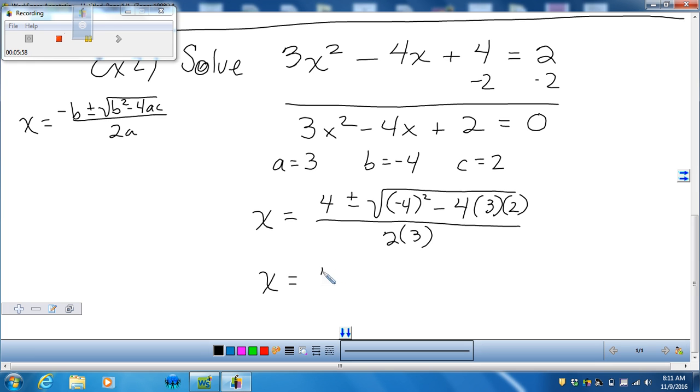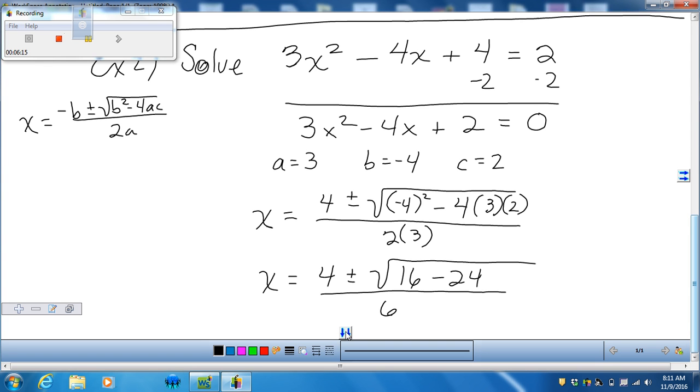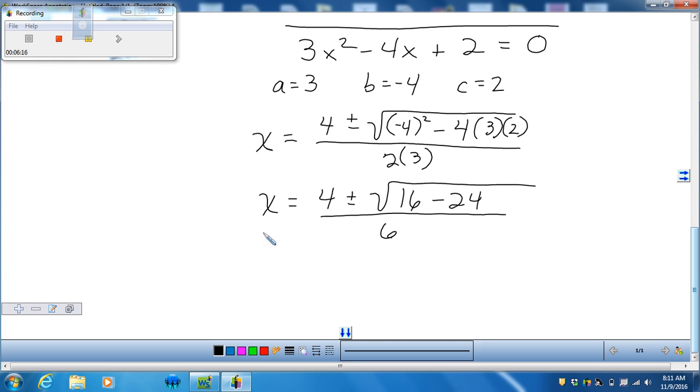X is equal to 4 plus or minus, -4 squared is 16, take away 4 times 3 times 2. 4 times 3 is 12, times 2 is 24, all divided by 6. Finishing up what's on the inside here, we get X is equal to 4 plus or minus the square root of -8, and that's over 6.